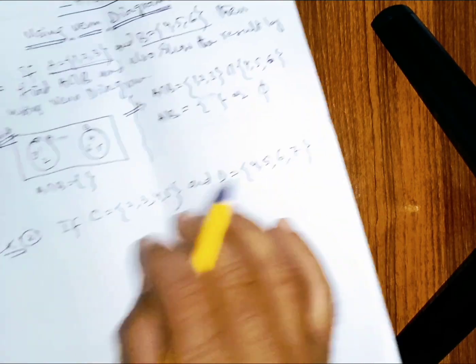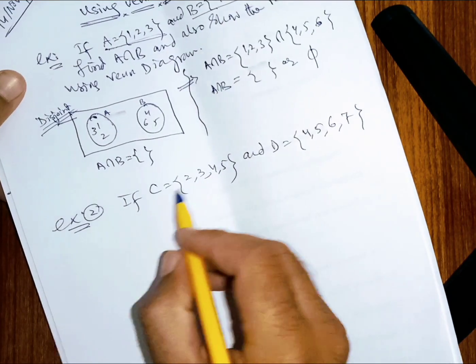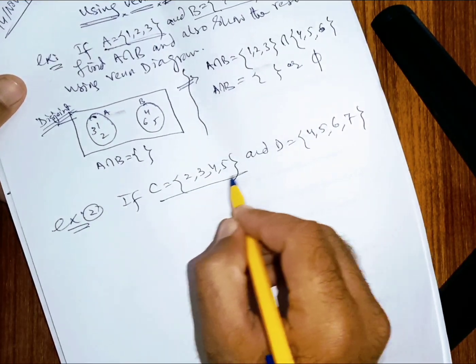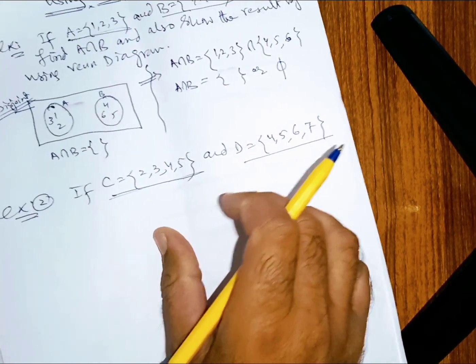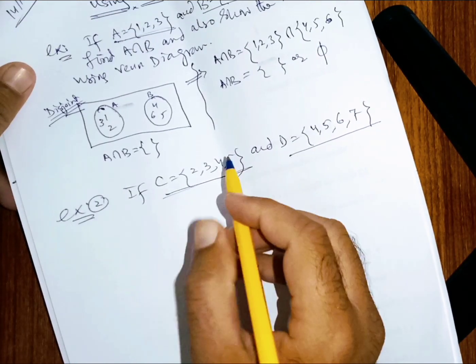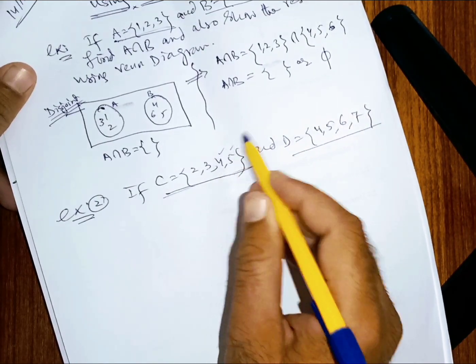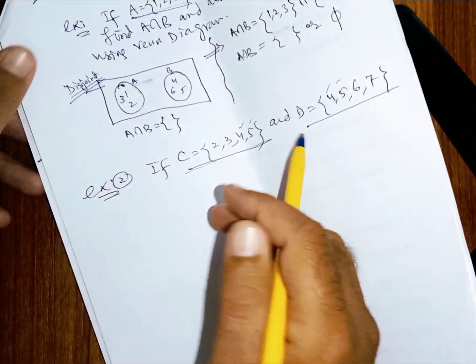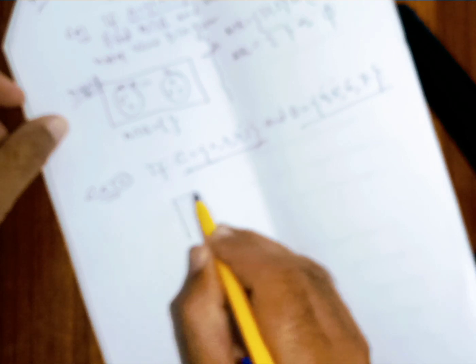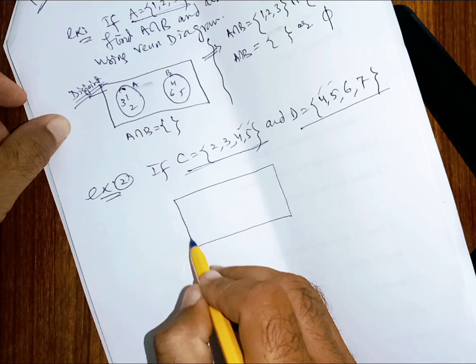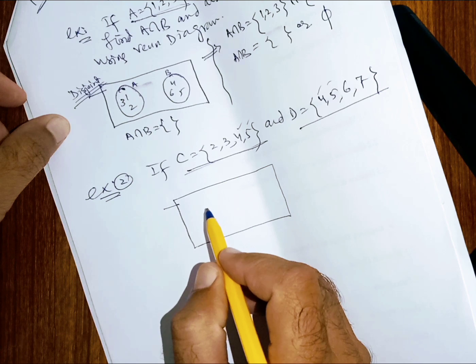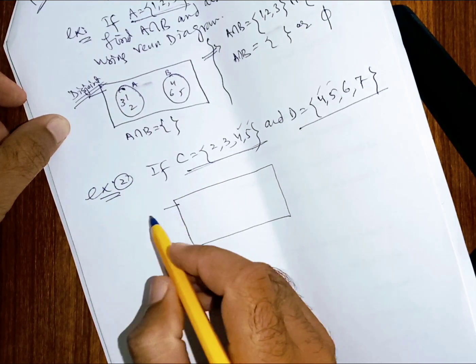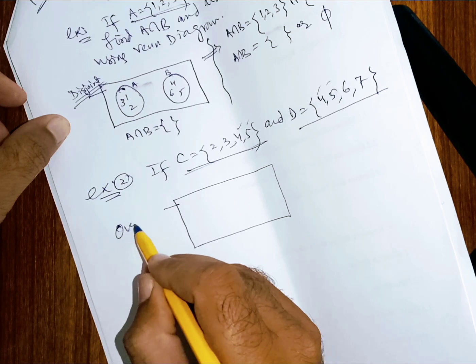Now before drawing the Venn diagram, you must be aware of what kind of sets these two sets are. Either they are overlapping, disjoint, or subsets. Here we see that there is something common between set C and set D. So we will draw a Venn diagram accordingly, and that Venn diagram will be of overlapping sets. This is the universal set that I represent with a rectangle. So this is for overlapping sets. This is a kind of overlapping.